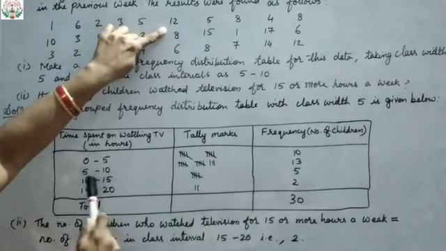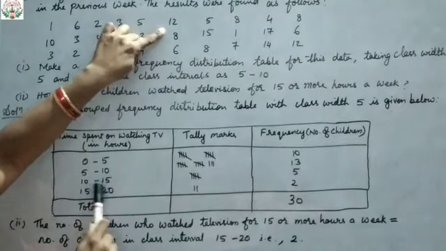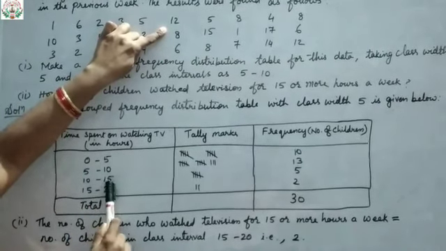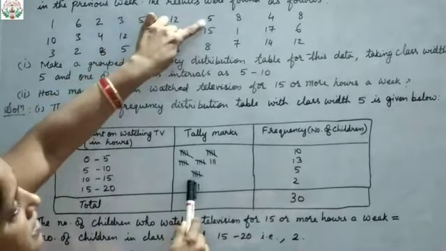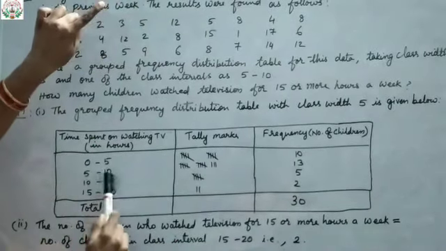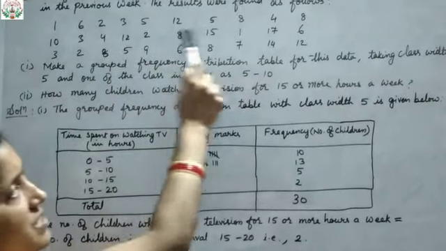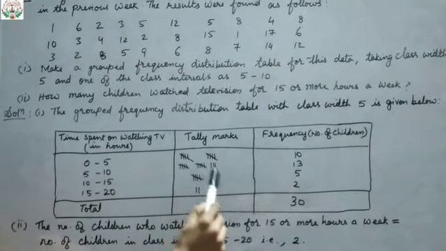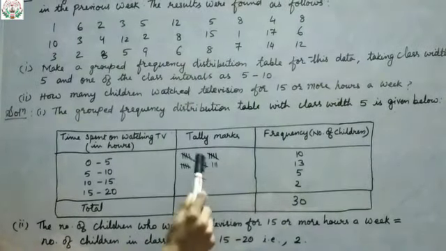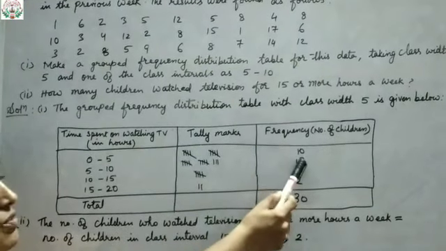Then again 12. 12 means in the third class interval, that is between 10 to 15. That is one line. Then 5 means between 5 to 10 class interval, one more line. Likewise, see these data and draw tally marks in this column. So as per your tally marks, you will get the frequency.